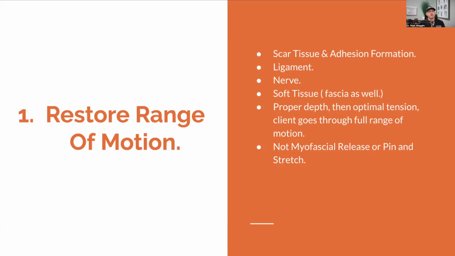So the first step when addressing a musculoskeletal problem, where someone comes to you in pain, they don't move right, they're inflamed, all sorts of stuff, is we need to get range of motion restored. And this starts first with finding and fixing scar tissue and adhesion formation. Usually what happens is the adhesion first forms in the ligament, then it also goes to the muscle, and then eventually it gets stuck to the nerve, and then it has issues as well. The fascia is included in there as well.